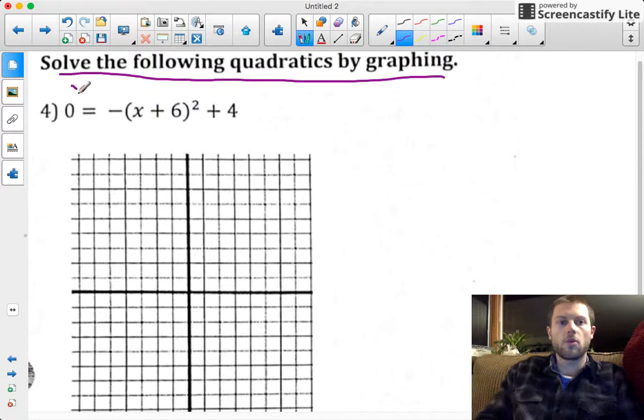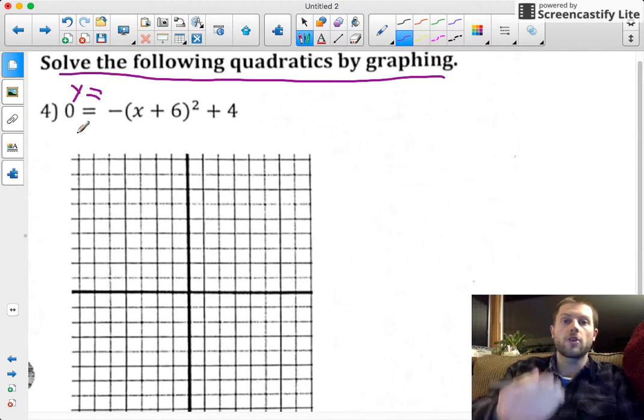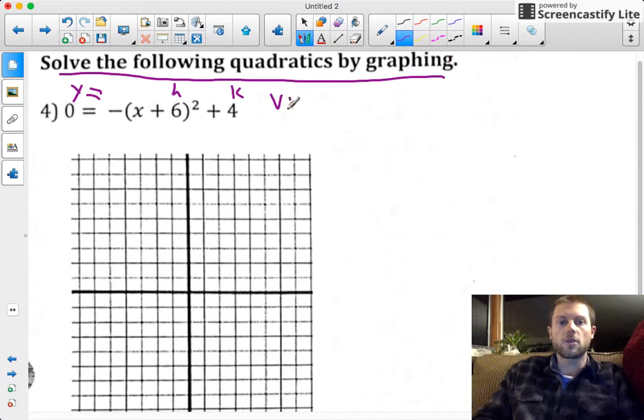equal to 0, but I want to graph the quadratic y equals negative (x plus 6) squared plus 4. So if I graph this and look for where my y value is 0, I'm essentially solving this quadratic by graphing. So let's go ahead and do that. This is going to be in vertex form, and this is my h value, this is my k value. So my vertex is going to be given as (negative 6, positive 4). So let's put that down right away.